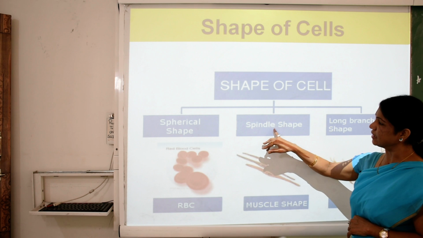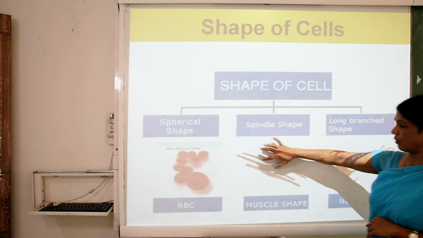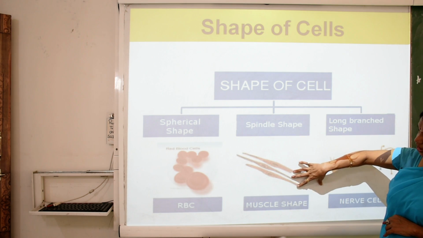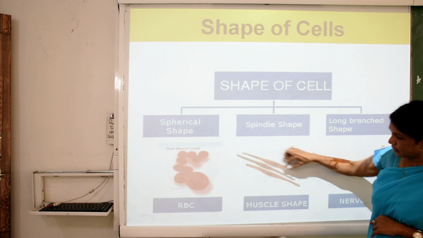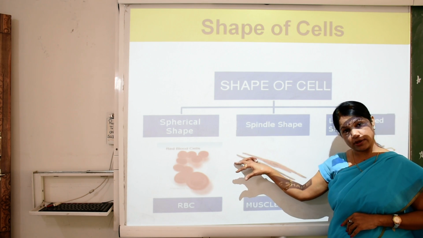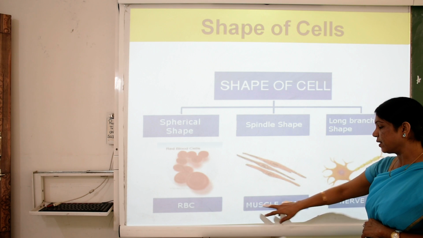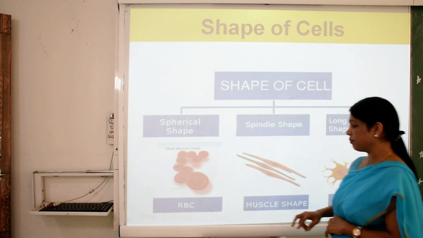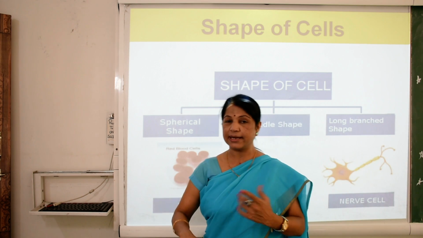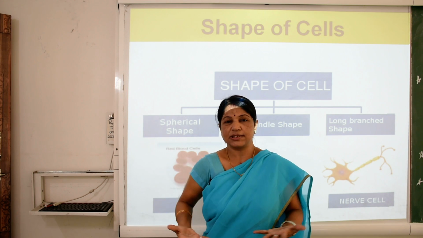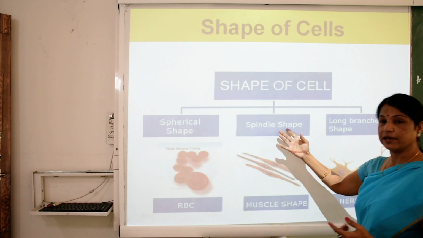Now further we see the spindle shape. It has a spindle type of shape: here it is thin, here it is thick. In the picture you can see it. Its example is muscle cells. The muscles are also a spindle shape.